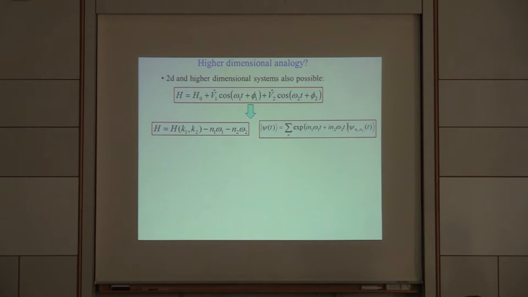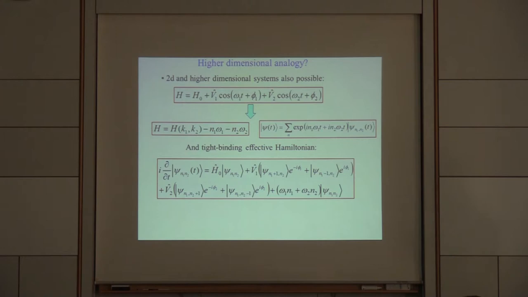And now there's a force that's associated with the number of photons that you take from the first drive, and the number of photons that you take from a second drive. And the wave function, you might as well expand in terms of the harmonics of both of these drives, both of these frequencies, like so. This you can describe as an effective tight binding Hamiltonian in two dimensions. It has this particularly ugly form.